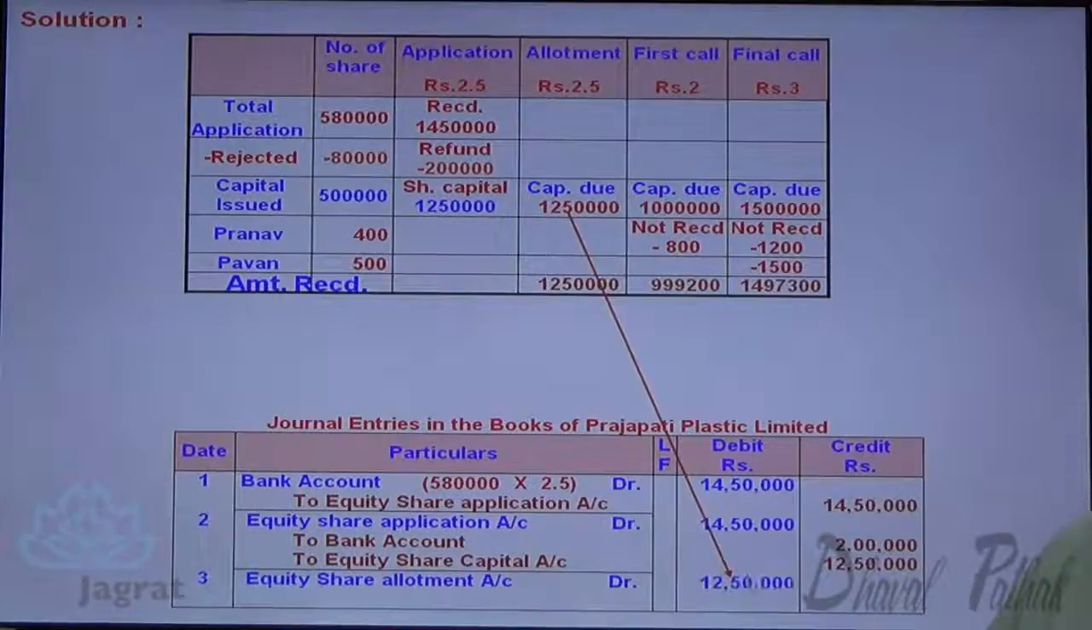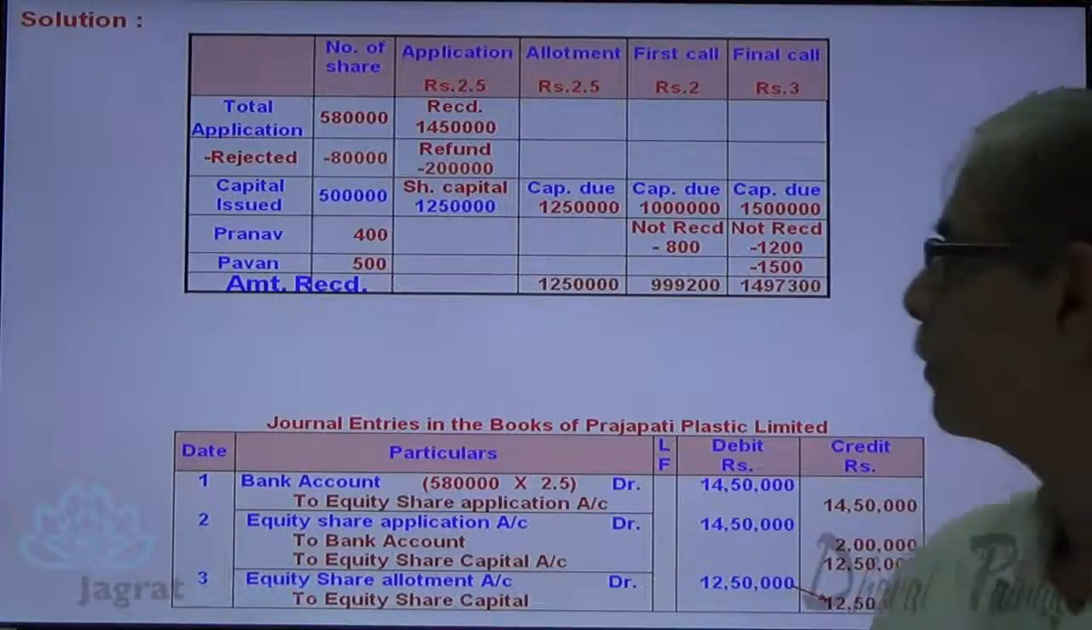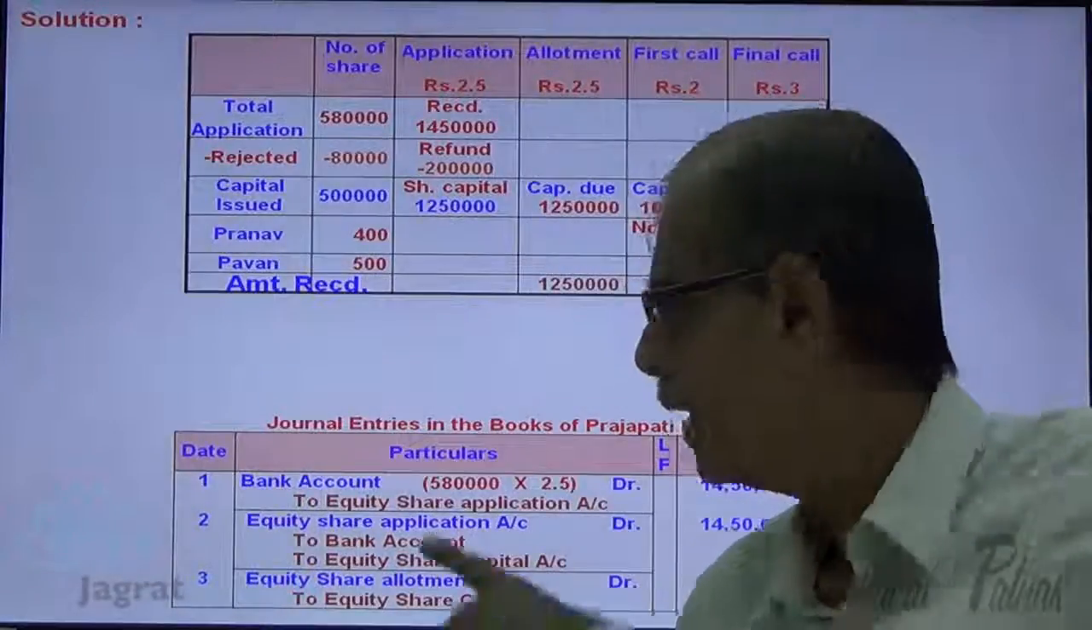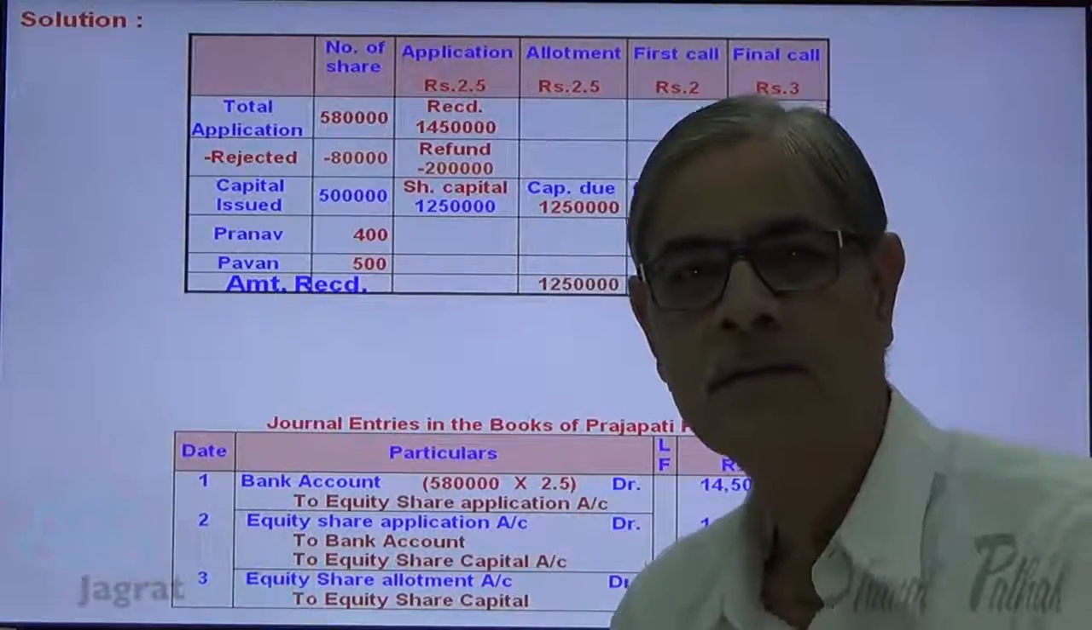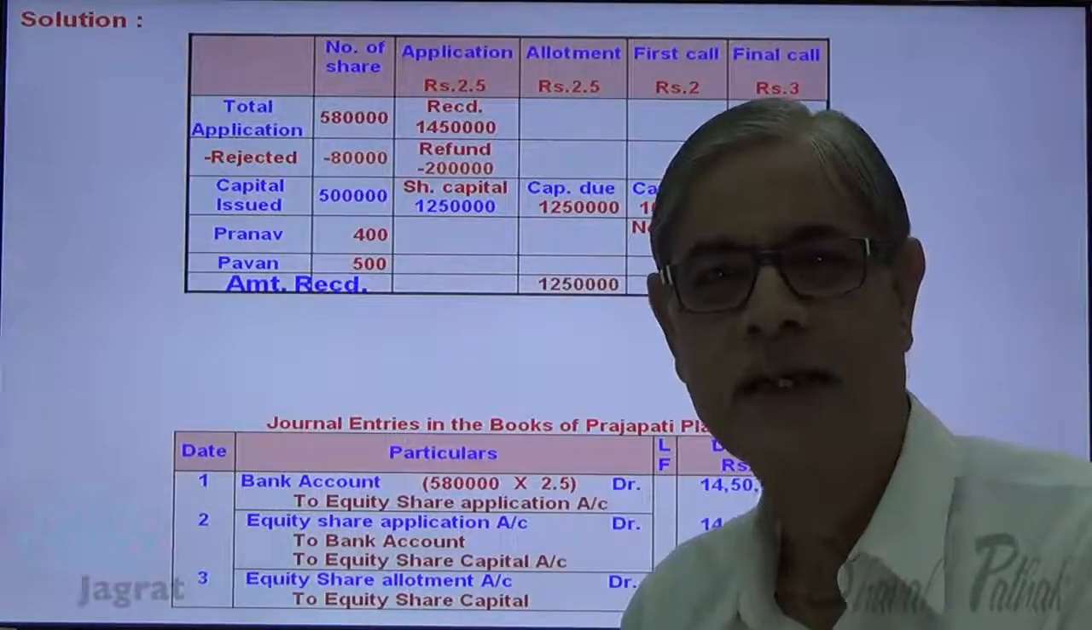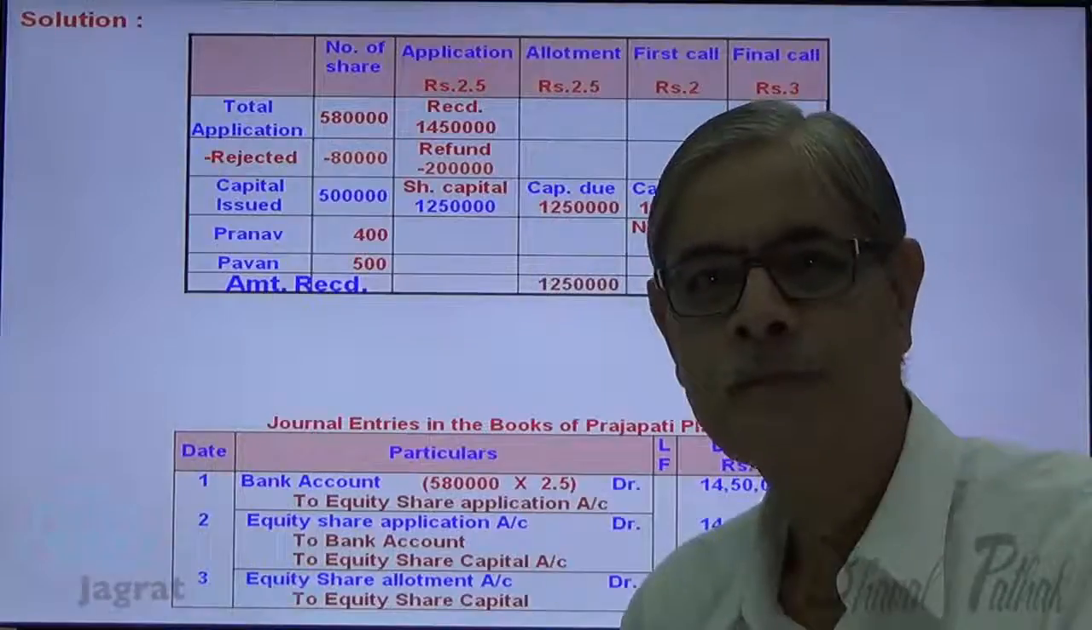Now you have to demand capital at the instance of allotment. Equity share allotment account debit to equity share capital account credit. This is the entry for amount due on allotment. I have written the entry here without writing narration. I will show you how the narration gets recorded in your notebook at the end.